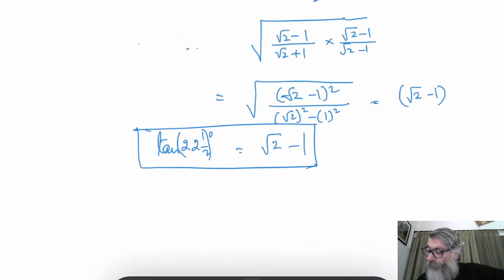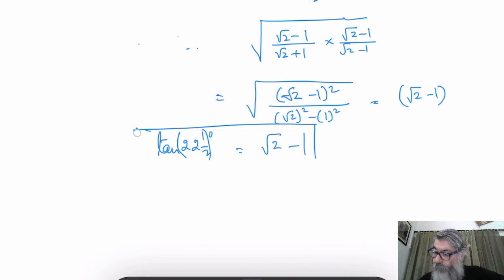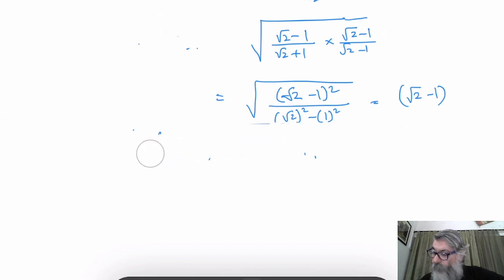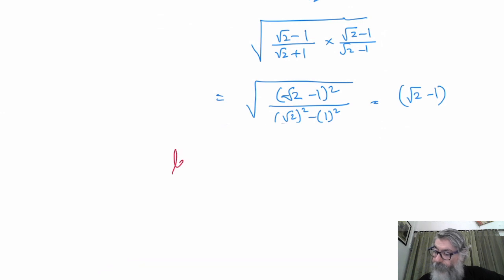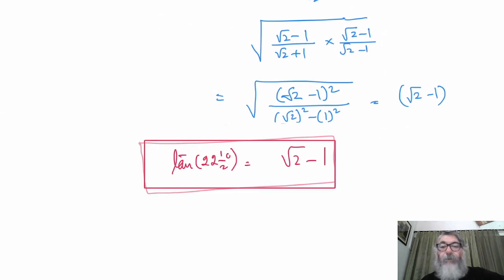Alright, so we have got the value of tan 22.5 as root 2 minus 1. I need to correct it. Okay, let's cut it out. Write it in another color altogether. So tan 22.5 degree will be equal to root 2 minus 1. That is the final answer for tan 22.5 degree.